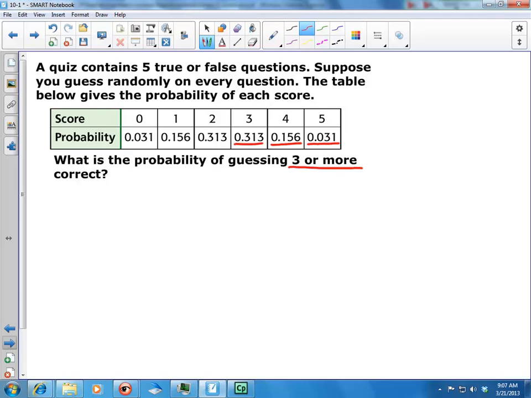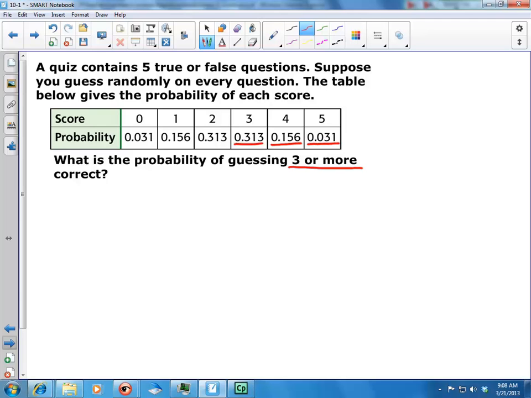of guessing 5. Now, if you notice, the number gets smaller and smaller every time. That's the probability getting smaller and smaller every time. It's saying the probability of you guessing 5 correct answers is not very good. 0.031. That's your probability of guessing 5 correct answers. Notice, your probability of getting them all wrong is also the same as getting them all right.